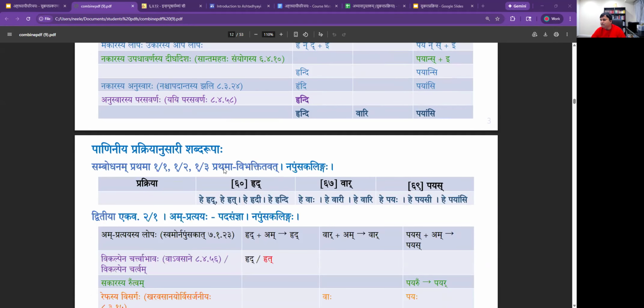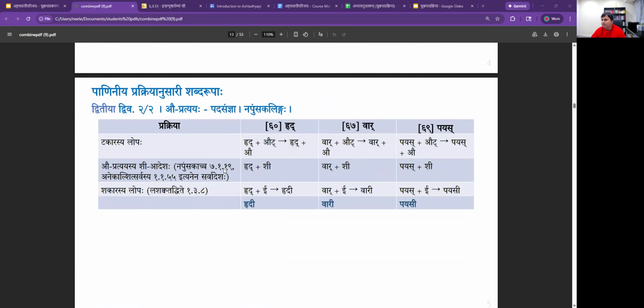Rudrudirundi, vahavari vari, vahavari vari, payaha payasi payamsi, payaha payasi payansi. Let us go to tritiya.